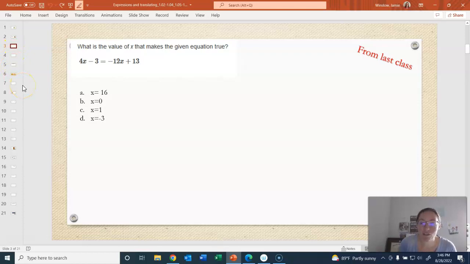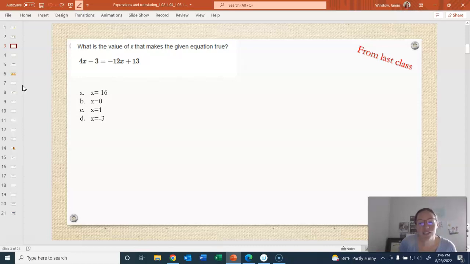So this is a question actually from last class that we did not get to, so I wanted to make sure we went over it. It's a multiple choice question asking what the value of x is that will make the given equation true. So that just means the left-hand side is going to equal the right-hand side.